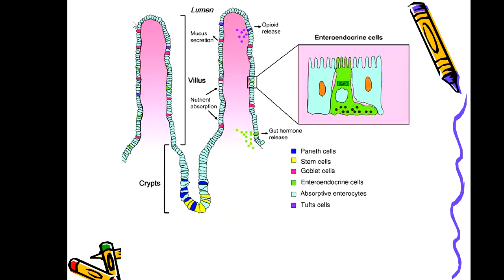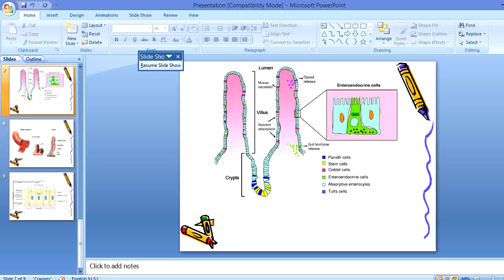You should be clear over here about the internal structure of the small intestine. Here, these are two villi. One is called a villus and two or more are called villi.